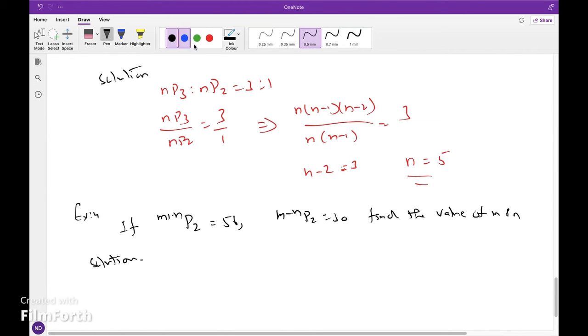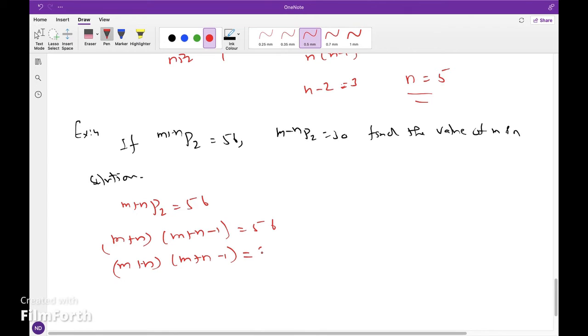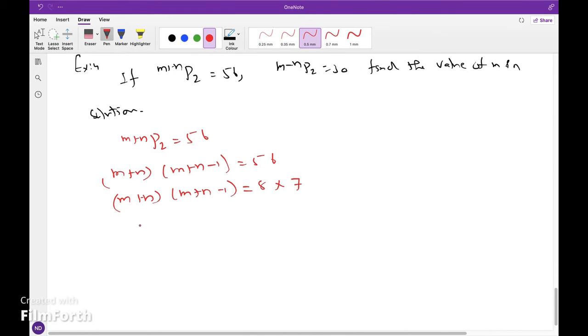Solution. M plus N P2 equal to 56. This one we can write M plus N into M plus N minus 1, that is equal to 56. So M plus N into M plus N minus 1, we can write 8 into 7, because the number difference is 1. So M plus N equal to 8.